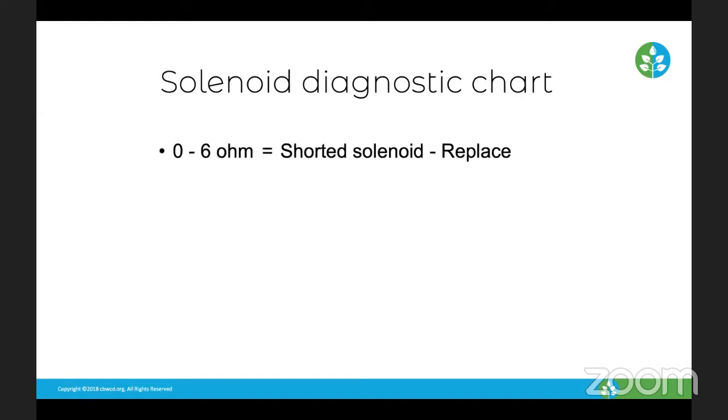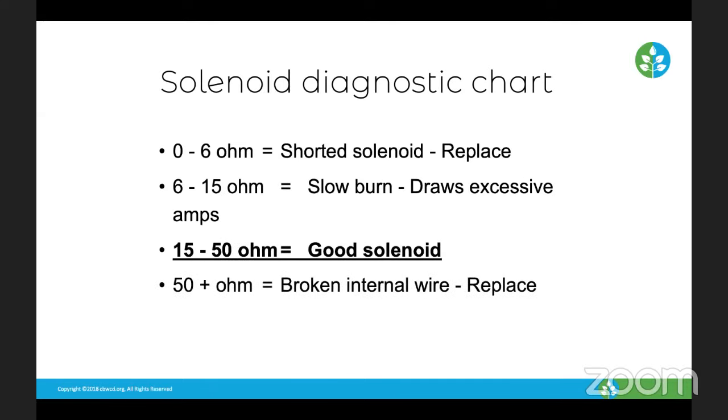solenoid diagnostics. I'm going to talk about using an ohm meter, so a multimeter set to resistance or the ohm setting, which I'll show right now how to do. When we get our readings, if our reading is 0 to 6, the solenoid is shorted and we need to replace it. If it's 6 to 15, it's a slow burn, draws excessive amps. Also needs to be replaced. If it's between 15 to 50 ohms, it's a good solenoid.